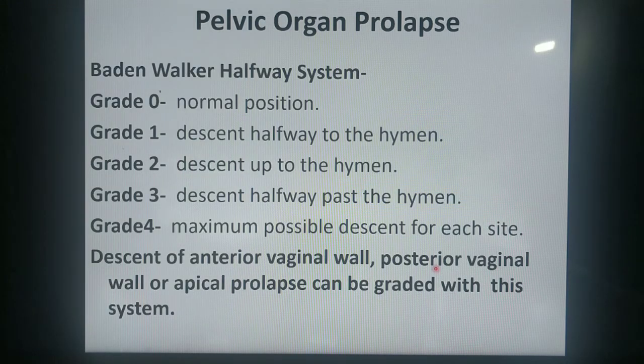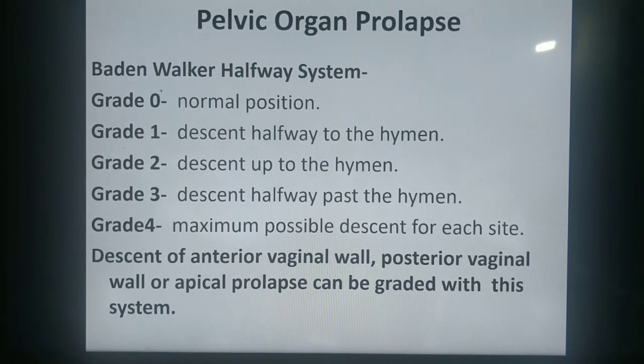Another is Baden-Walker halfway system. This is also a simple way of classifying pelvic organ prolapse. Here there are 4 grades. Grade 0 is normal position. Grade 1 is descent halfway to the hymen. Grade 2 is descent up to the hymen. Grade 3 is halfway past hymen, and grade 4 is maximum possible descent for each site. Descent of anterior vaginal wall, posterior vaginal wall, or apical prolapse can be graded with this system. Here also hymen is taken as the reference point.